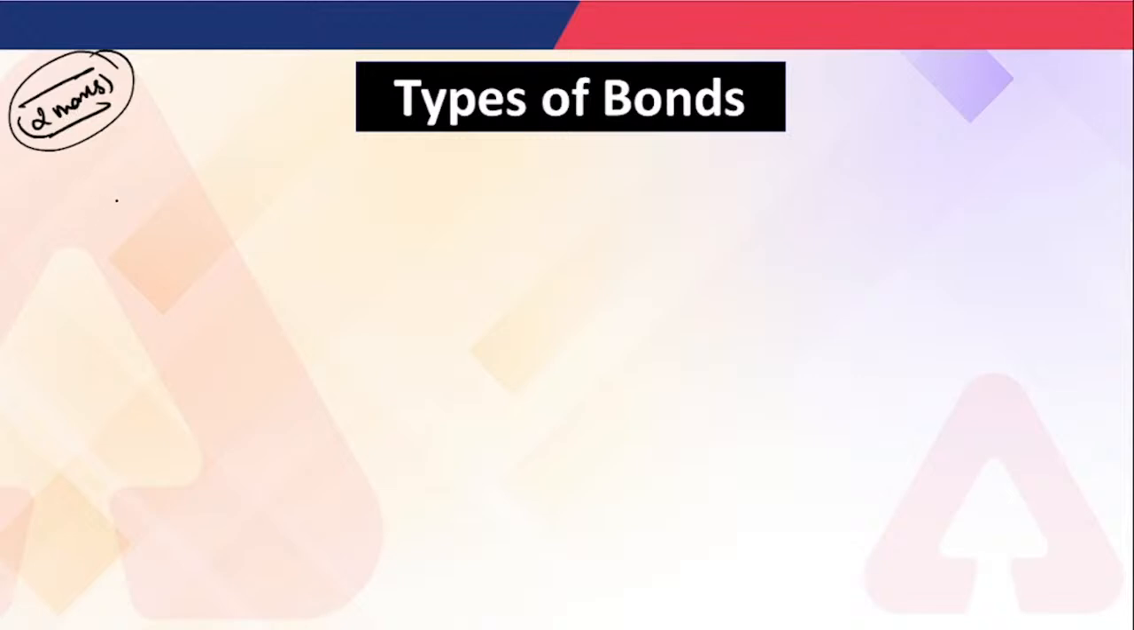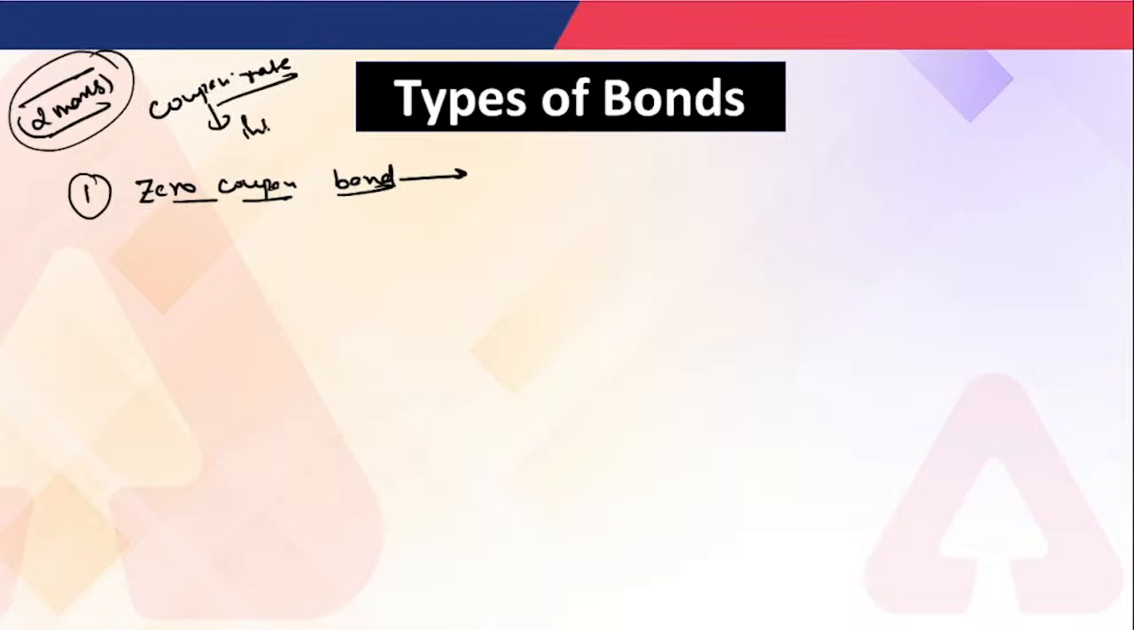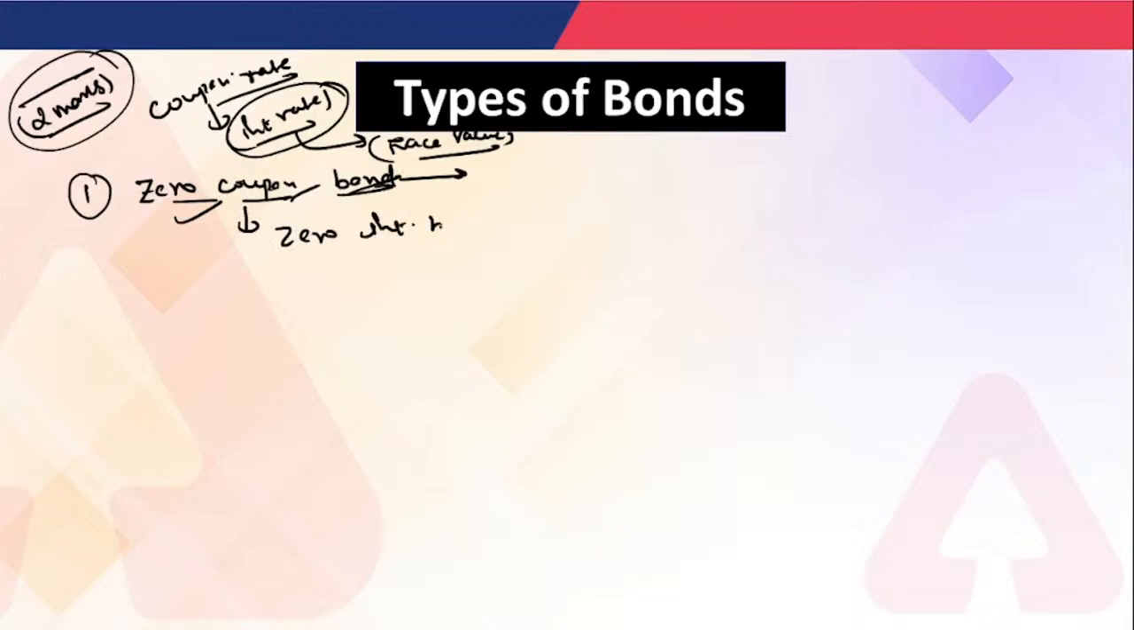Okay, so the first type of bond is known as the zero coupon bond, right? So what do we understand by the zero coupon bond? Its name is zero coupon, and in the previous term I already explained to you, whenever you see a coupon rate, you have to understand it is nothing but an interest rate, and that rate will be applied on the face value of the bond. Okay, so whenever we are talking about a zero coupon bond, that means we can also say that it is a zero interest bond.